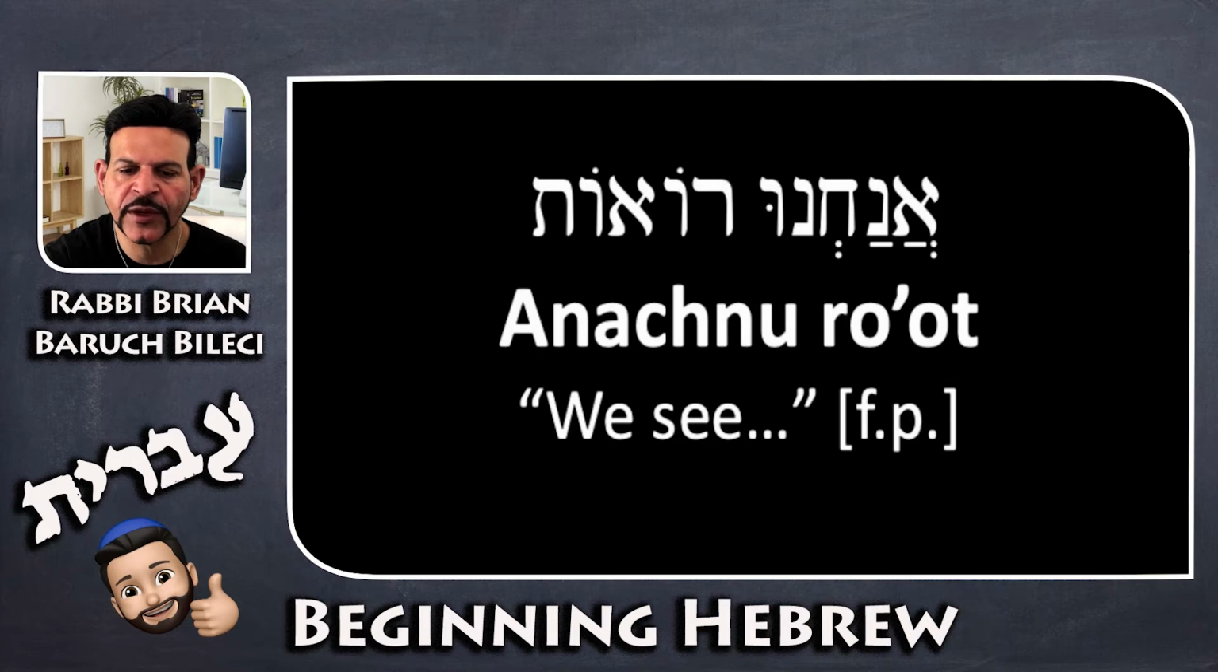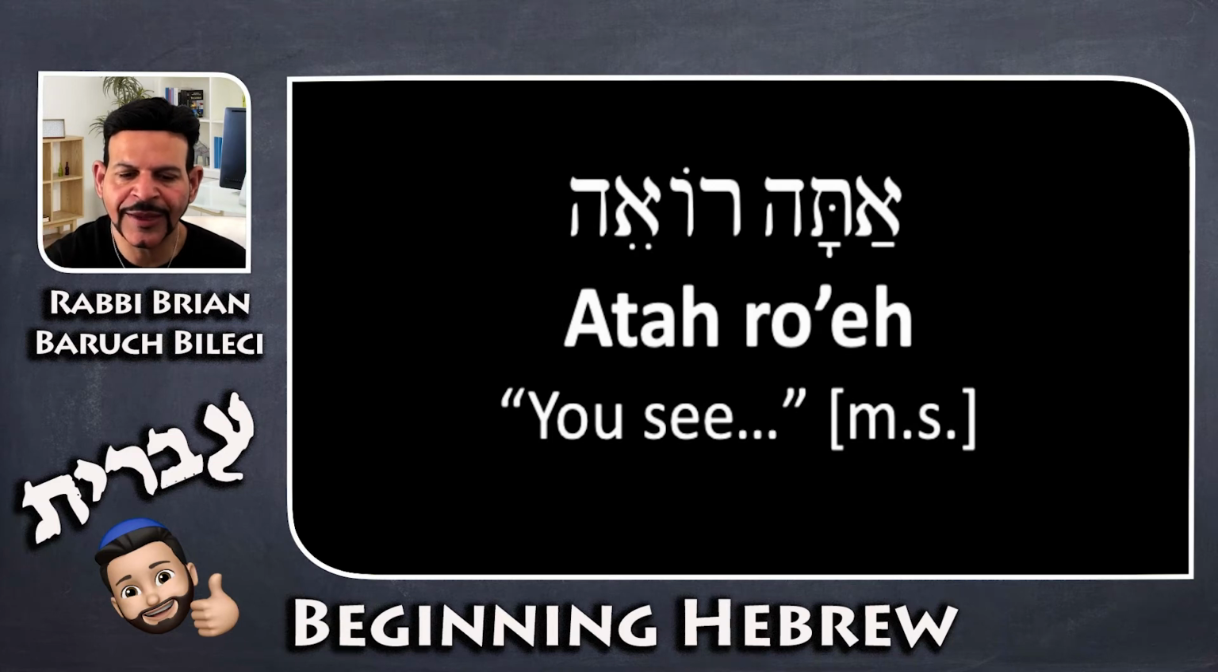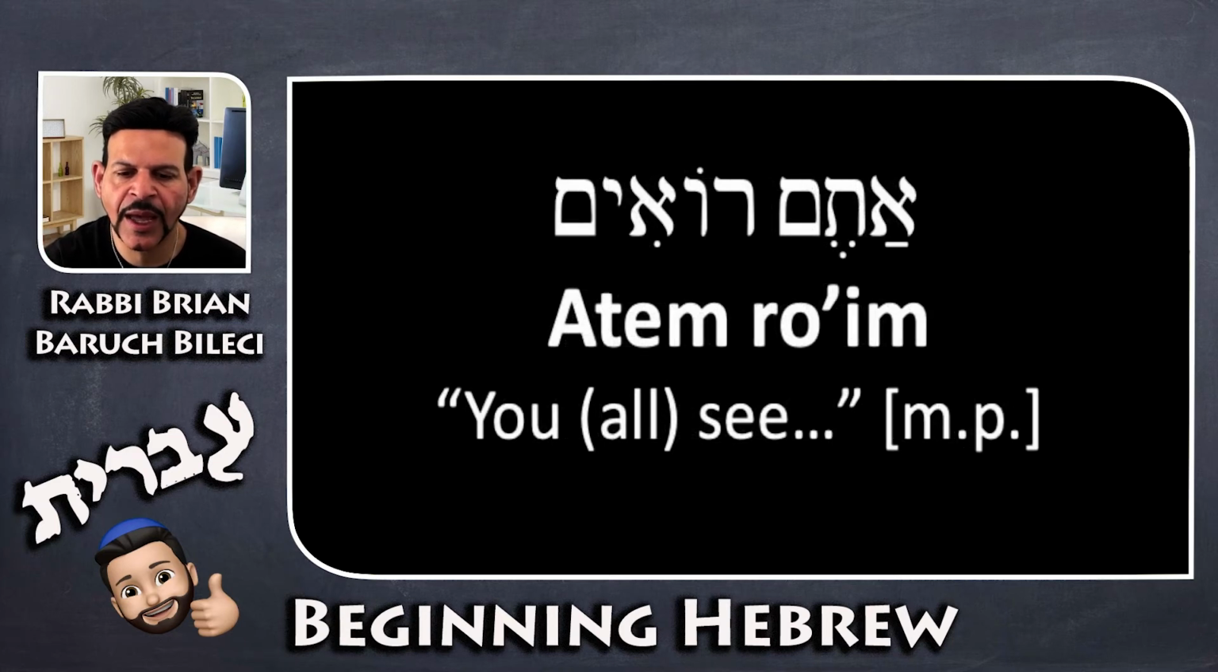So if we go back to looking at ata, ata ro'eh in plural changes to atem, and we have ro'im again. So atem ro'im. Notice that. You all see, because it's you all. Atem is the plural for you. Masculine plural.